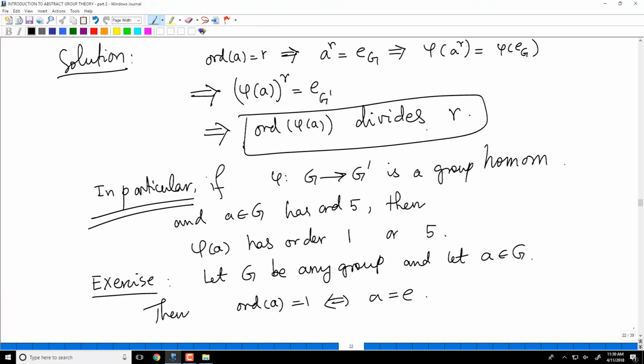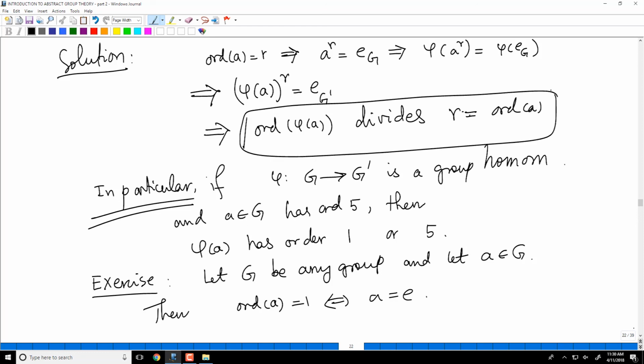The order of phi of A must divide the order of A. Let me recall what R is: R is the order of A. So the order of phi A divides the order of A. Okay, so let me stop the video here, and hopefully this gave you an idea of how to work with group homomorphisms and apply various properties that we have learned.